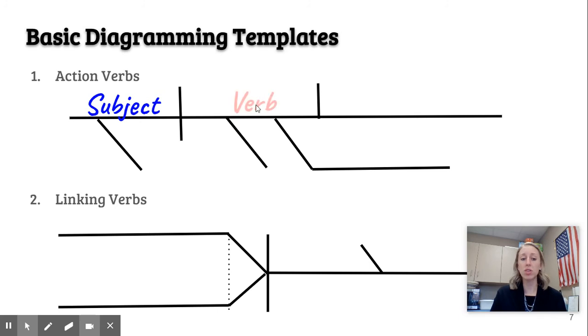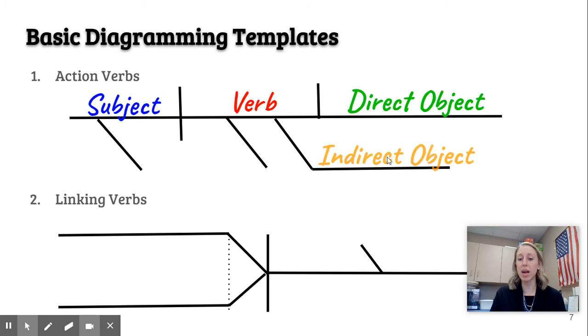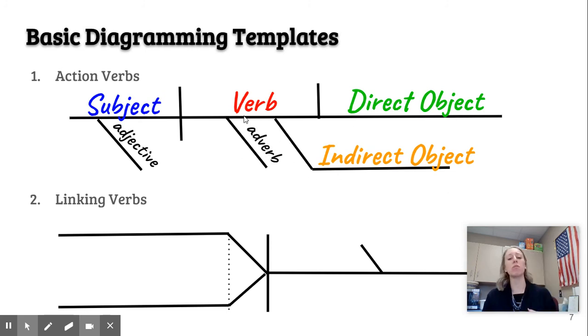So you always start with your subject, then you have your verb. Then if we have an action verb here, you're going to have your direct object after your verb, separated with this vertical line. Your indirect object will go below the verb. You have any adjectives under the subject, or you could have adjectives describing the direct object like we saw in our last example, and then any extra adverbs could go underneath the verb as well.